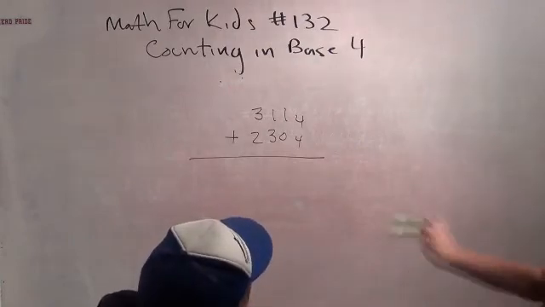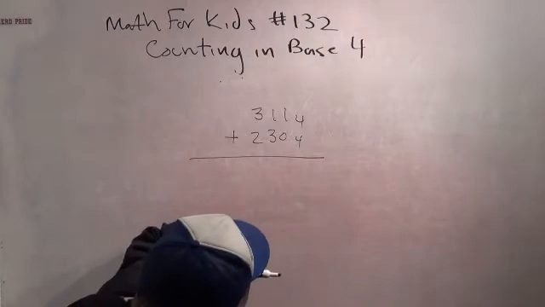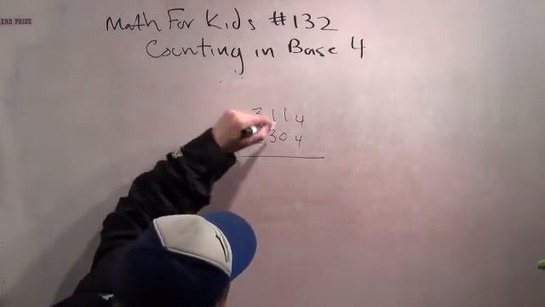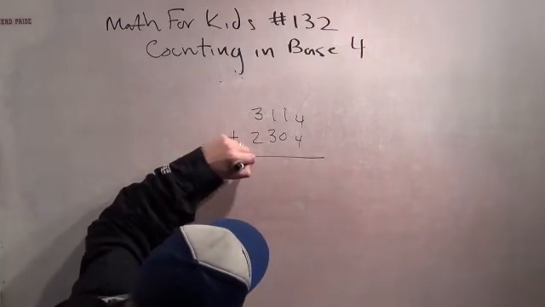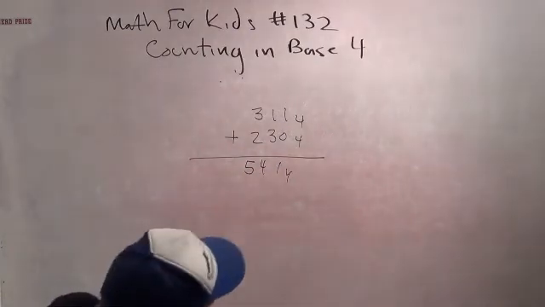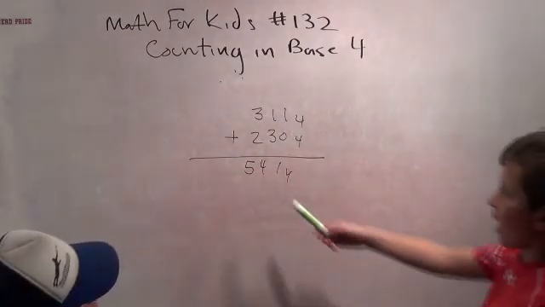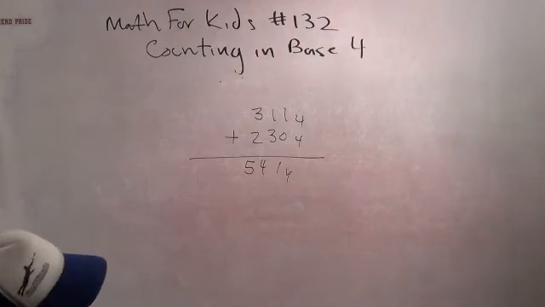Well, if you just add them, you get 5, 4, 1 in base 4. What's the problem with this? You can't have a 5 or a 4. So we've got to figure out what we're going to do with this.